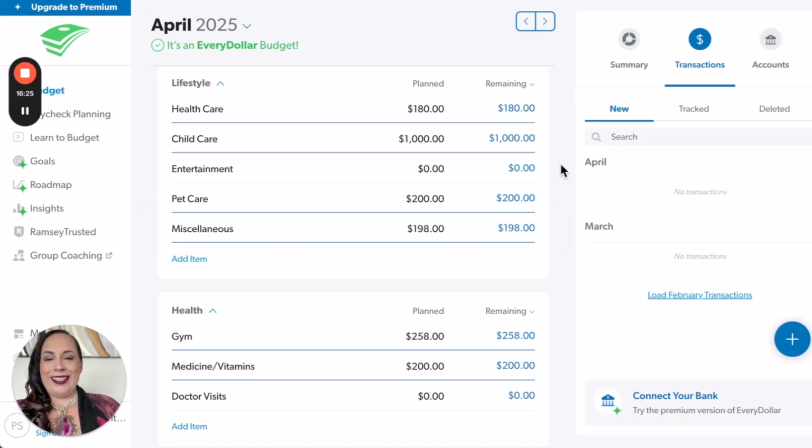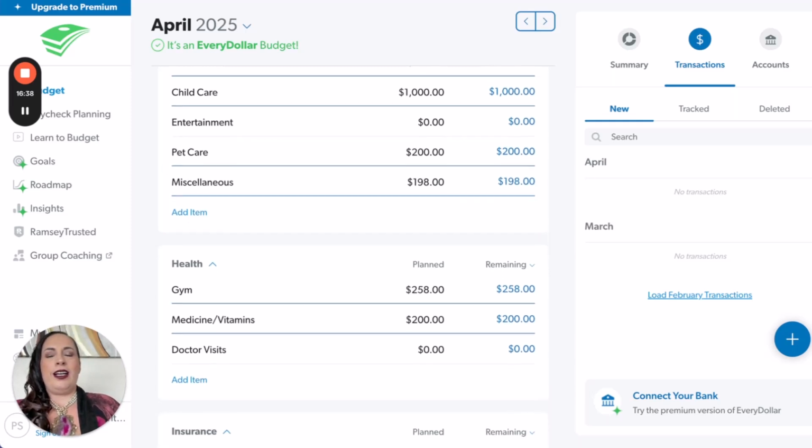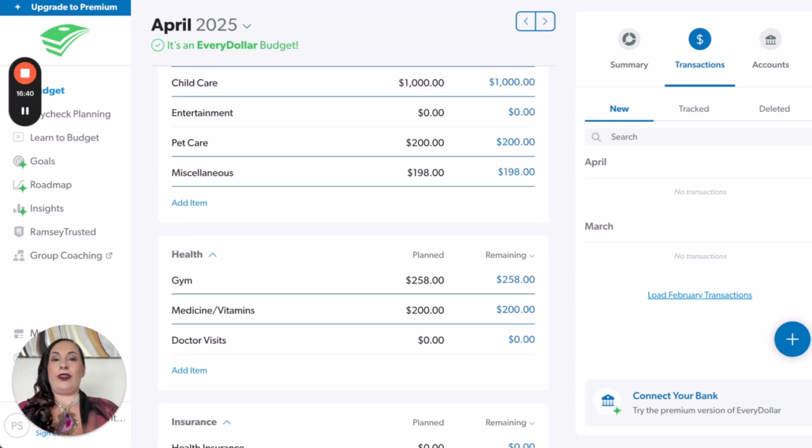Now, what this does is it allows me to have a buffer for little things like light bulbs or sheets or toilet paper, or things that I might not include in groceries for whatever reason. And it also allows us to have completely assigned every dollar, which is why this is called EveryDollar. You want to give every dollar an assignment, every dollar a name, before the month begins, and tell your money where to go instead of wondering where it went.